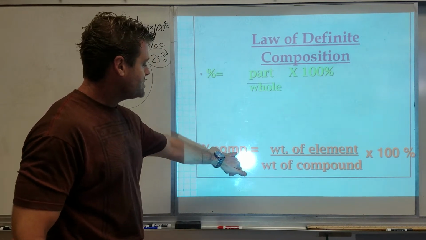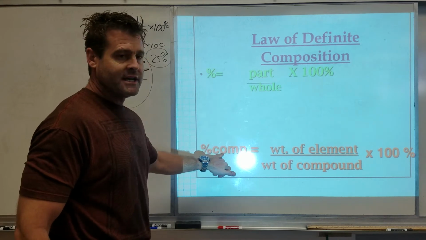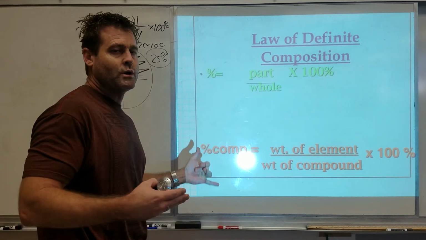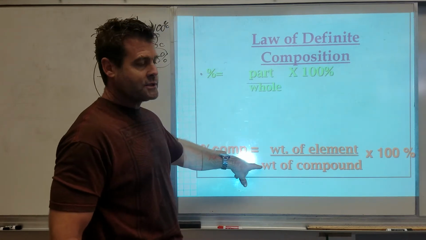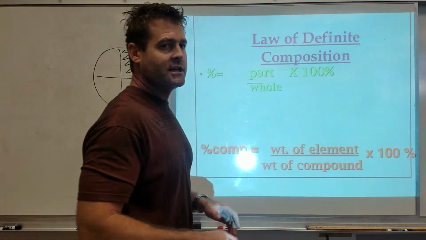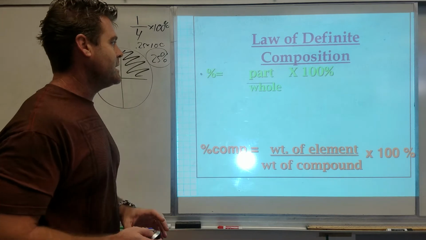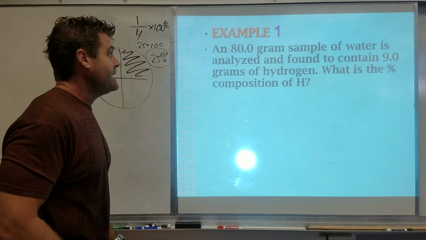So I just abbreviate this as percent composition. Composition means what it's composed of. You get the part, which is the weight of the element, divided by the whole, which is the weight of the compound, times 100%. We're going to do a few problems to show you how you can apply this. So let's say we have an 80-gram sample of water.